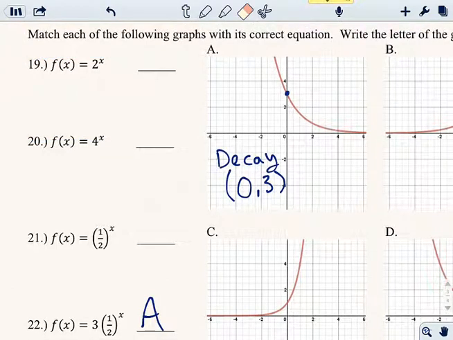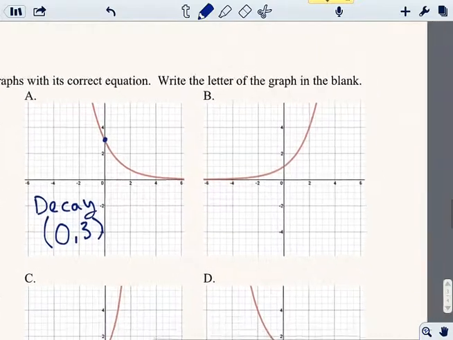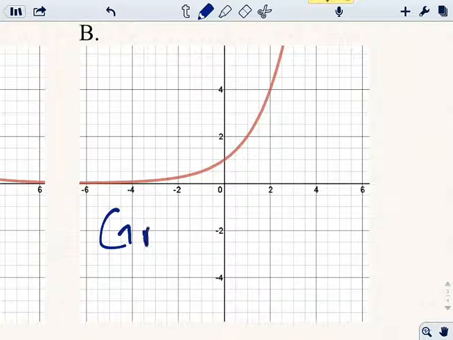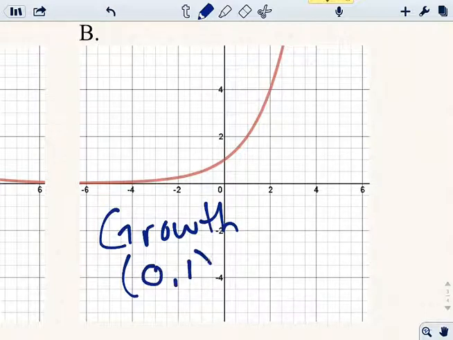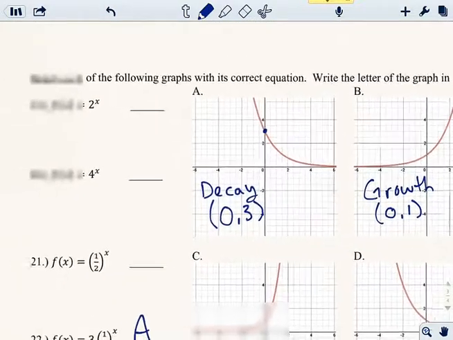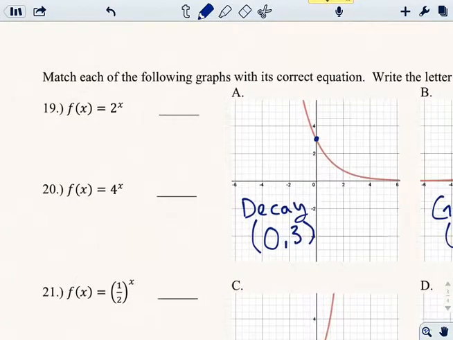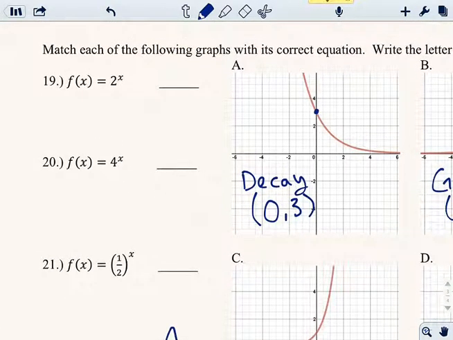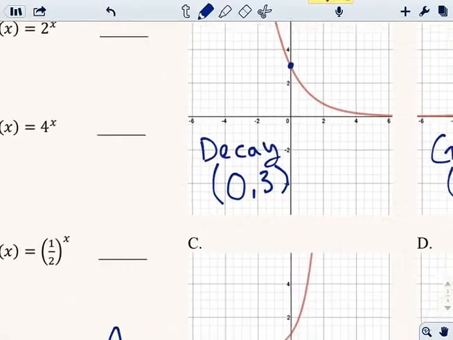Okay, let's zoom in on B now. Now B, if it'll let me zoom, there we go. Okay, B is not decay. B now is growth. Okay, and I see that my y-intercept for B is halfway between 0 and 2, which means it's (0, 1). So I look over here. Now I remember that 19 and 20 are my two growths, but the issue that I see here is that I'm going to end up with two different functions where the y-intercept should be 1.